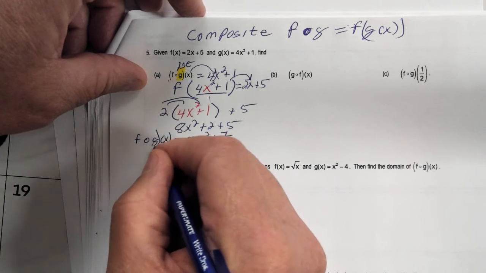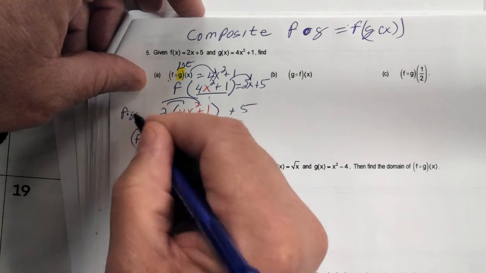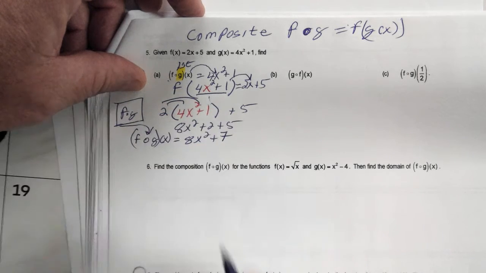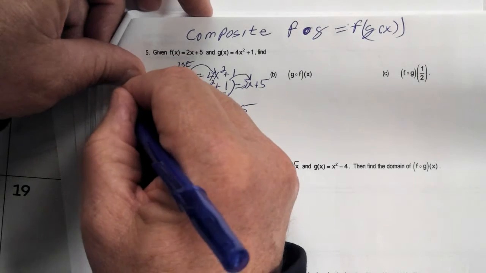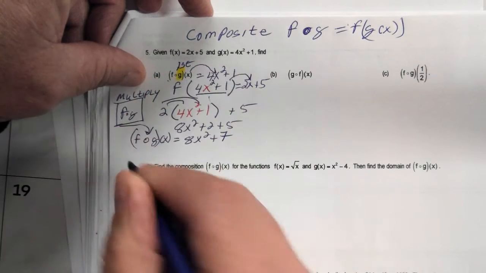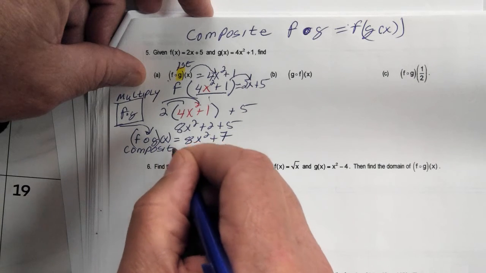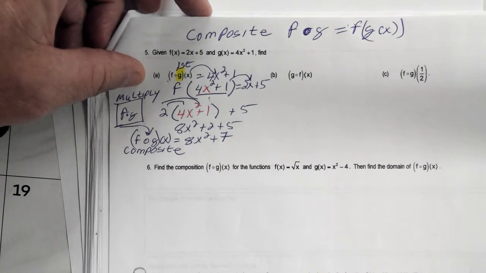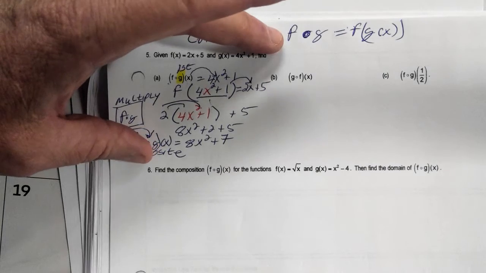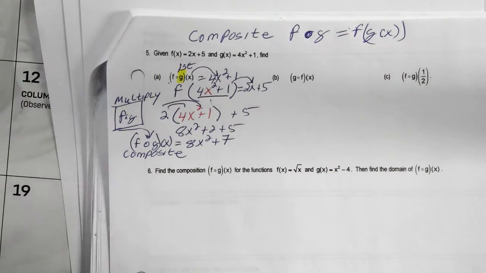equals that. Now a lot of kids will go F times G there. If you do, that's not the same. Note that has an open circle. This means multiply. This is a composite. Means you plug one function into the other function. This time we're doing the next problem now. Is there any questions on that one?